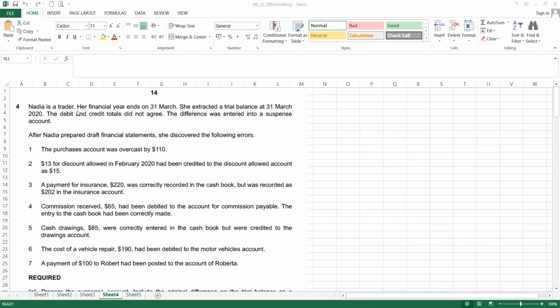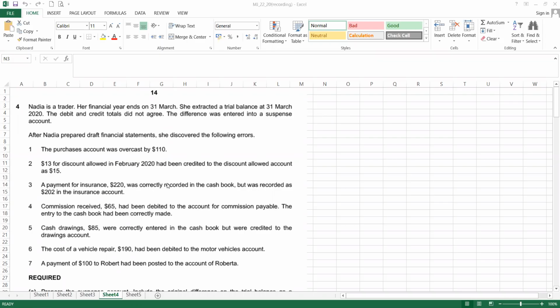Nadia is a trader. Her financial year ends on 31st March. She extracted a trial balance at 31st March 2020. The debit and credit totals did not agree. The difference was entered in the suspense account. After Nadia prepared the draft financial statements, she discovered the following errors.